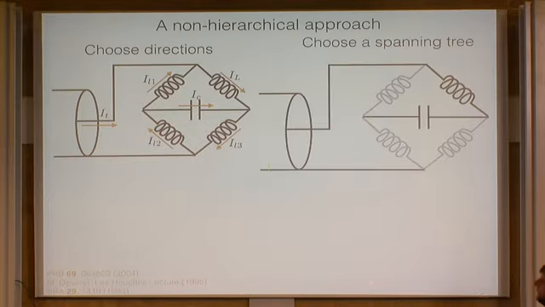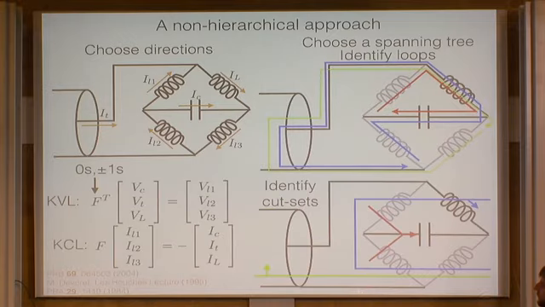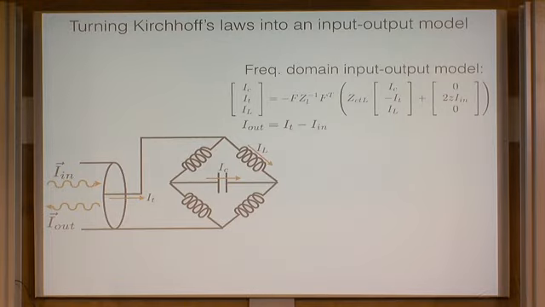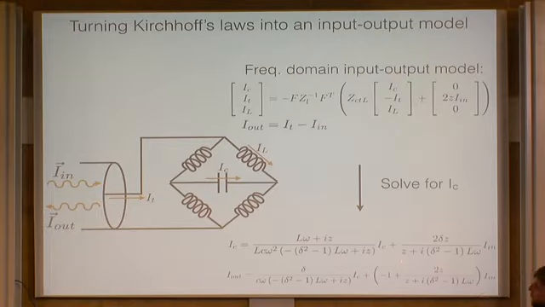Now, it's very easy, at least in the frequency domain, to write down an input-output model for this circuit where you have input fields coming in there that drive these tree currents and they're related to the output ones. You can then solve for the one you care about, which might be this one.